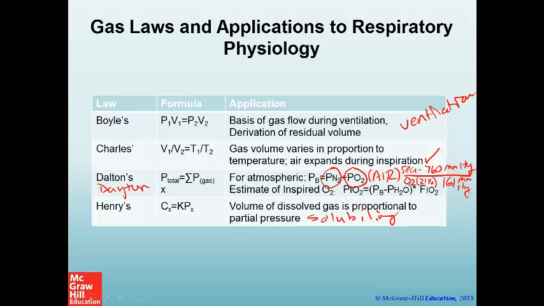Basically, the volume of dissolved gas is proportional to partial pressure, which means that since we're dealing with water, the amount of gas that dissolves in liquid in water is going to be determined by the partial pressure. So if you raise the partial pressure, you're going to get more gas dissolved in the liquid. If you lower the partial pressure, you'll get less gas dissolved. Now, how this relates, we'll get into that when we talk about exchange between the lungs and the blood.